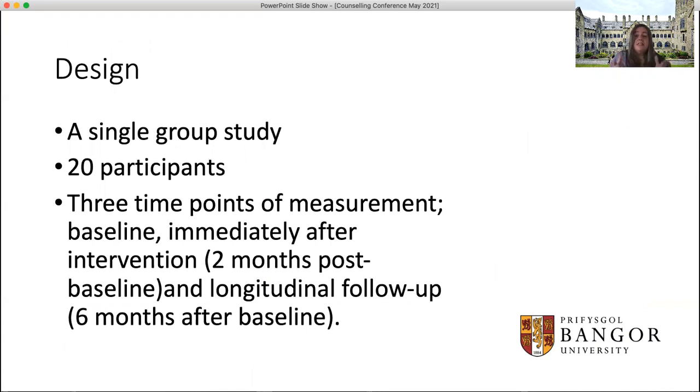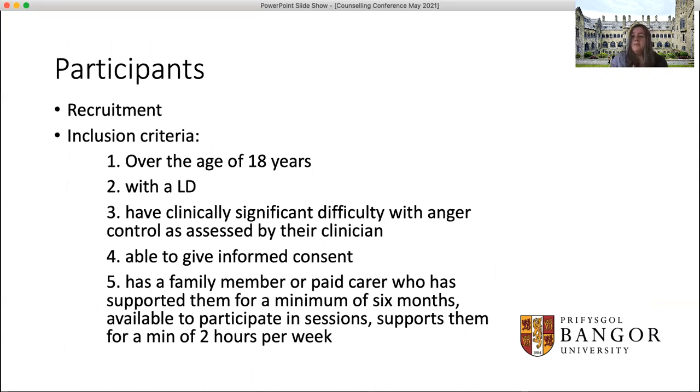So it was a single group study. We had 20 participants because it was a feasibility study, and we took measurements before the start, after the 6 weeks, and 6 months after the start as well. Participants had to be over the age of 18. They had to be diagnosed with a learning disability and have clinically significant difficulties with anger as assessed by their clinician. It was also necessary for them to be able to give informed consent, and also to have a family member or paid carer that had supported them for a significant length of time and knew them well and were able to support them with home practice.